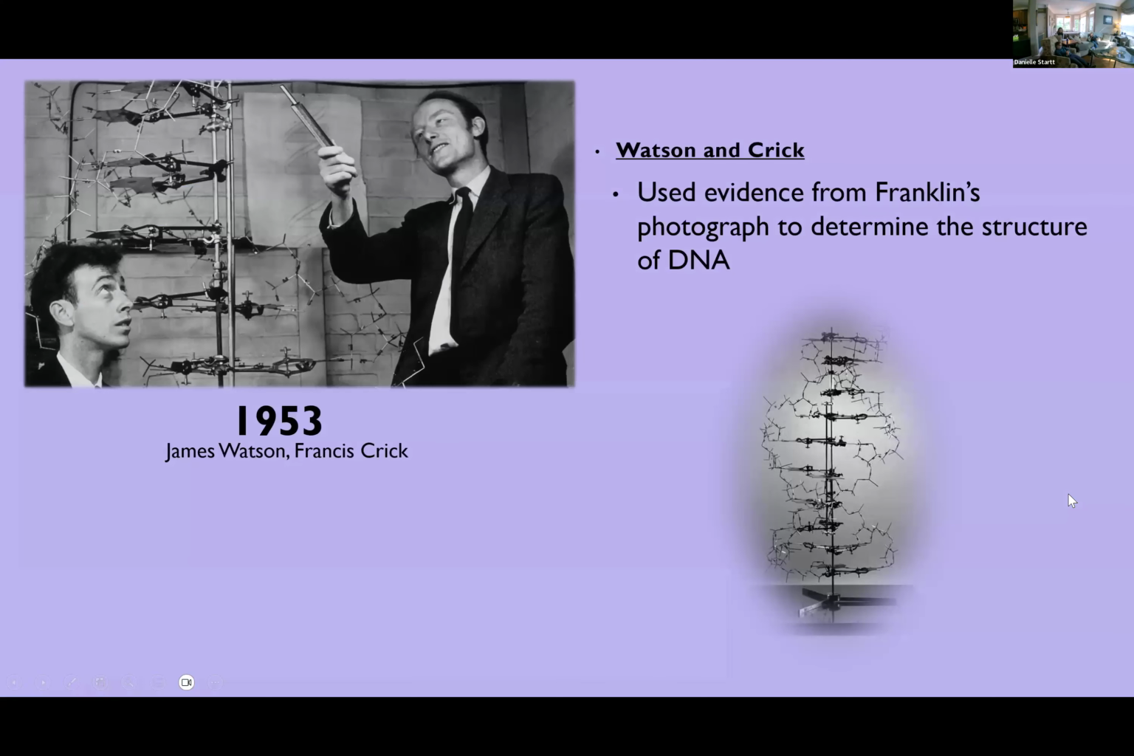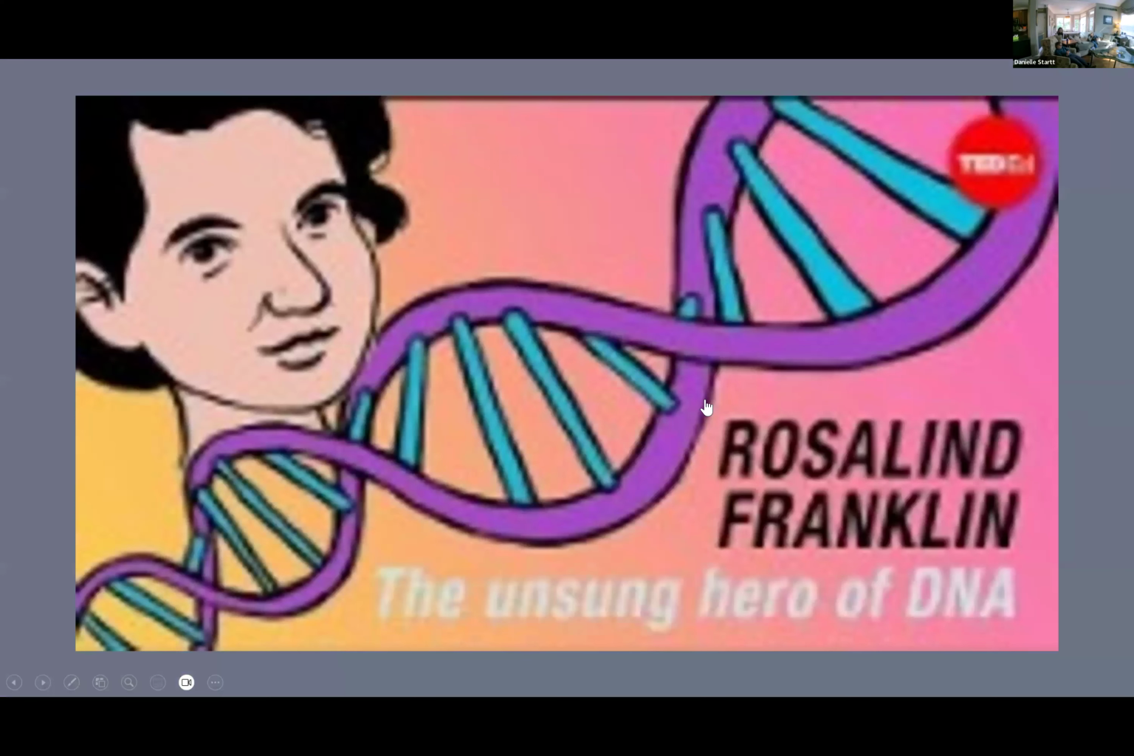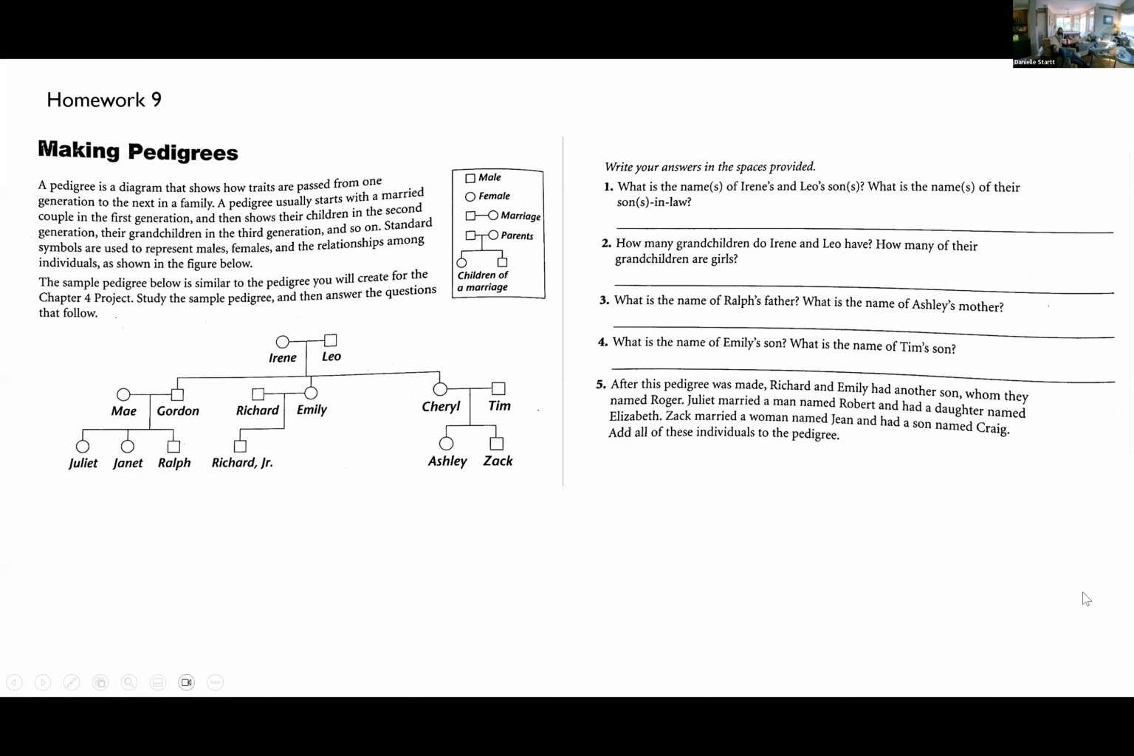So there's Maurice Wilkins, our spy. Here's Watson and Crick, who used evidence from Franklin's photograph to determine their structure. And I'm going to come back to this one. All right, I'm going to make sure you got this. So here's your information for these. If you want to check anything in your binder, we'll leave that up for a second.